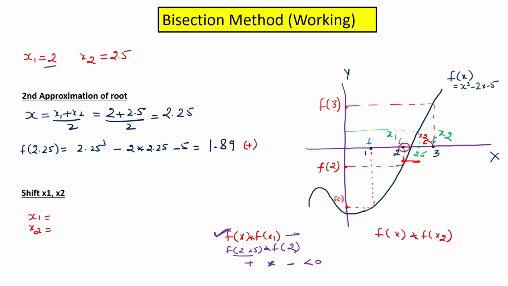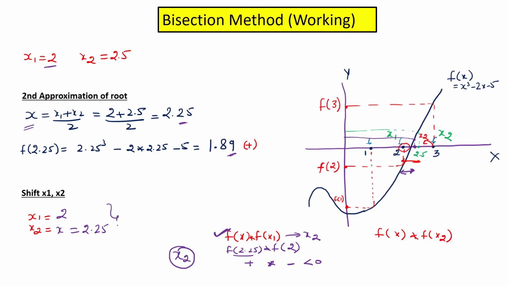So I will say change x2. I will say x2 equal to x, and this will be my 2.25, that is this new x, and x1 will remain the same as 2. My new boundary is 2 and 2.25. So this 2.25 will lie somewhere here. That means this will give me a positive value, as it is giving me 1.89. So again my boundary has become smaller. Here x2 was changed or shifted.